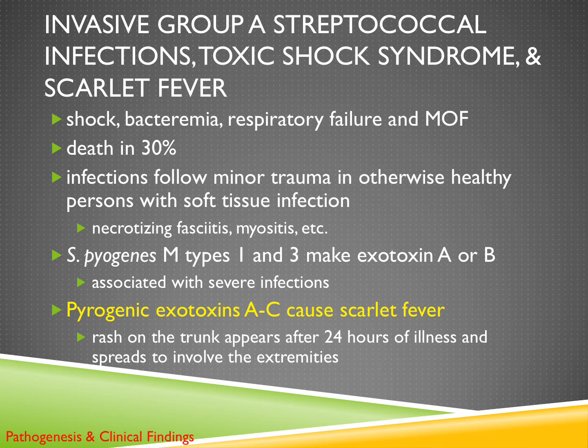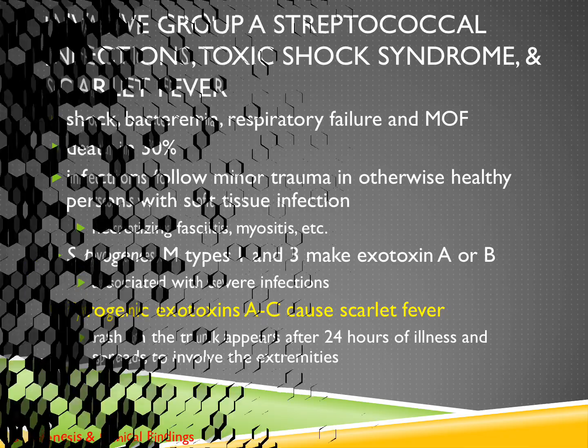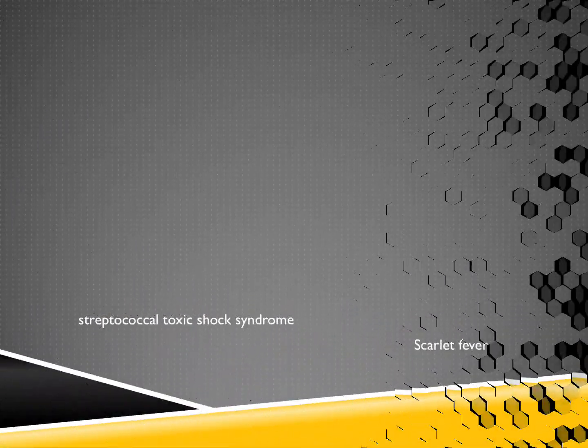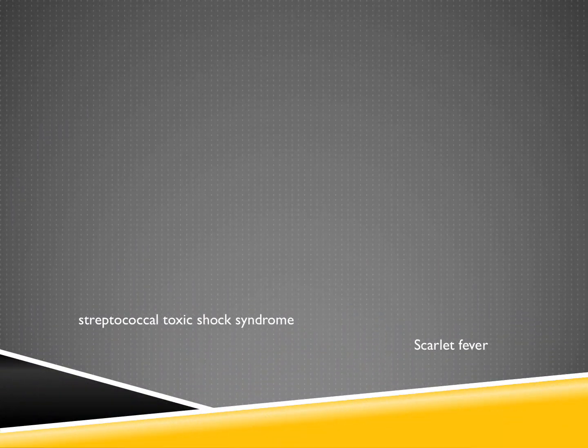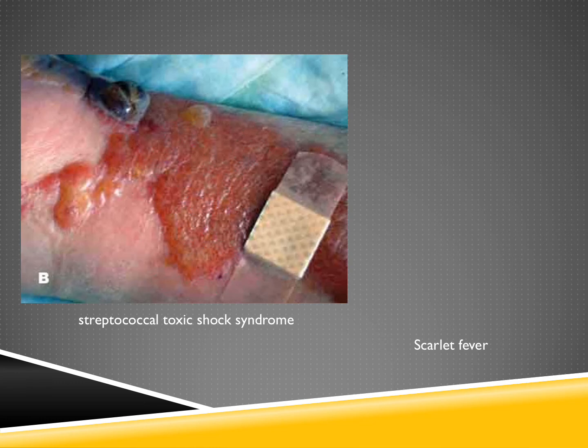Pyrogenic exotoxins A to C cause scarlet fever, which appears as a rash on the trunk, appearing after 24 hours of illness and spreads to involve the extremities. For your staphylococcal toxic shock syndrome, it is no less different from our streptococcal version.